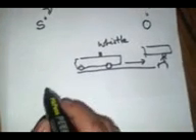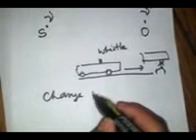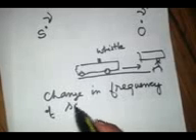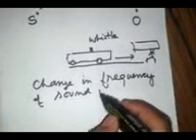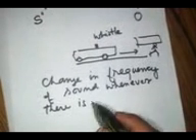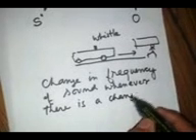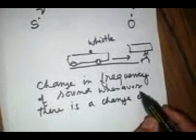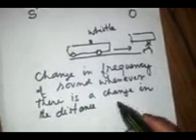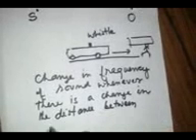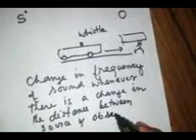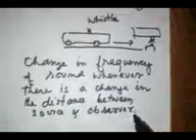So in a very simple way, you can write like this here. This is the change in frequency of sound whenever there is a change in the distance between the source and the observer. This is the case.